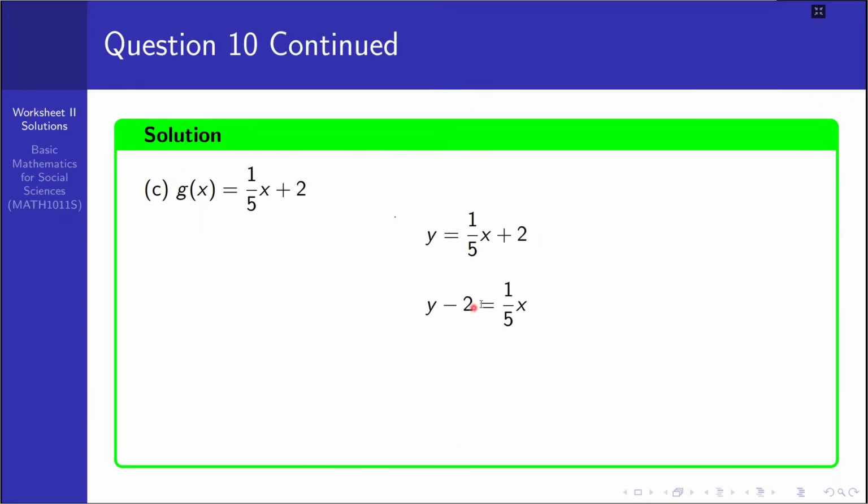Solving this for x, subtracting 2 from both sides, we have y minus 2 is equal to 1 over 5x. And multiplying both sides of this equation by 5, we have x equal to 5 times y minus 2. Therefore, g inverse of x could be 5x minus 10, that is distributing the 5 over here. We can have 5x minus 10 will be directly the inverse of this function.